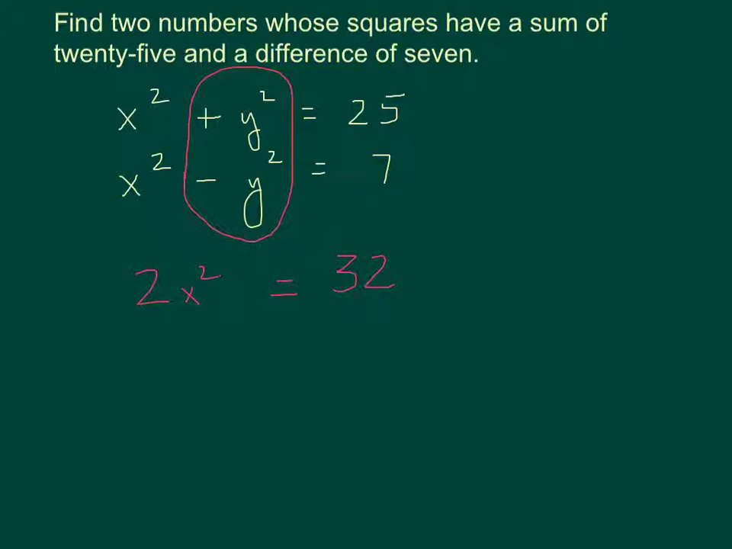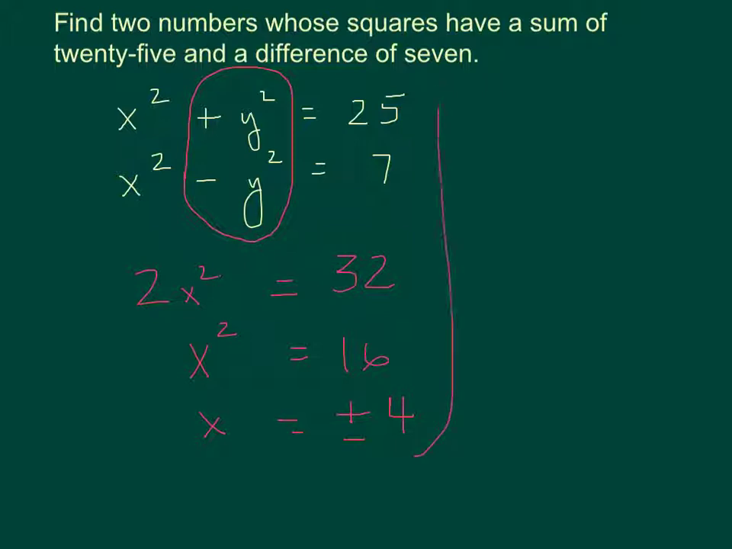Now what we have is x squared equals 16 because we can divide both sides by 2. So dividing by 2 we get x squared equals 16. Now taking the square root of both sides, x will be equal to positive or negative the square root of 16, and since the square root of 16 is 4, it means we get x is equal to positive or negative 4. Now, once we have this answer, we can take this answer and put it into either of the original equations and solve for y.